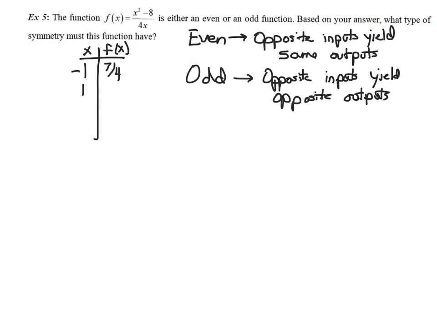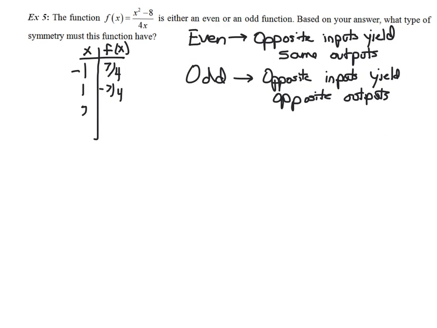Now, how about when I put a positive 1 in for x to see if it's the same or the opposite, or possibly neither? When I put a 1 in, I'm getting negative 7 over positive 4. So I should see that I'm getting an opposite answer when I had an opposite input. Let's just do one more.